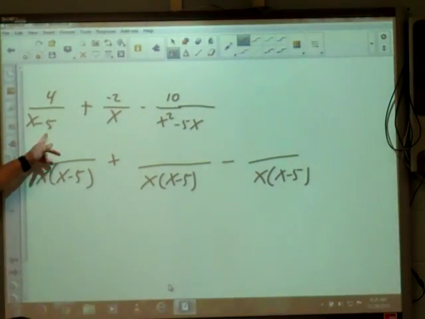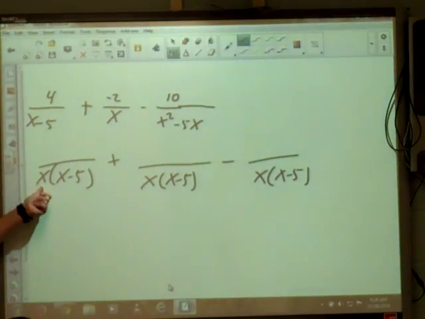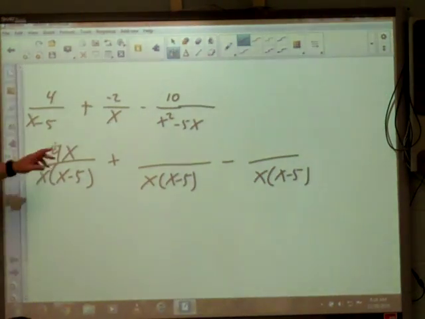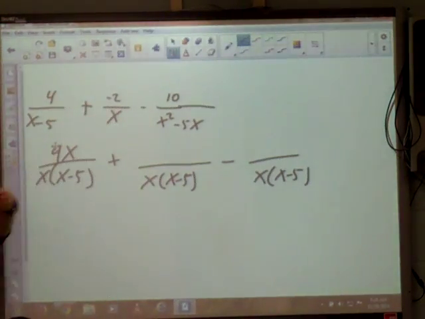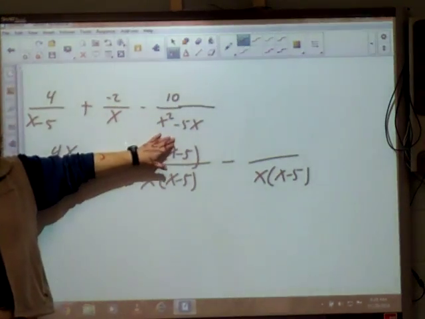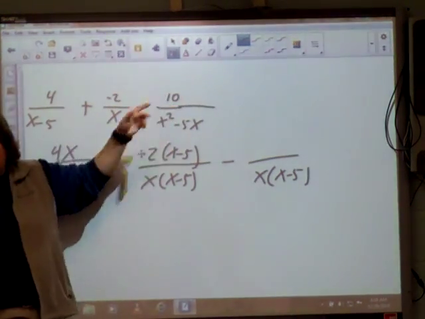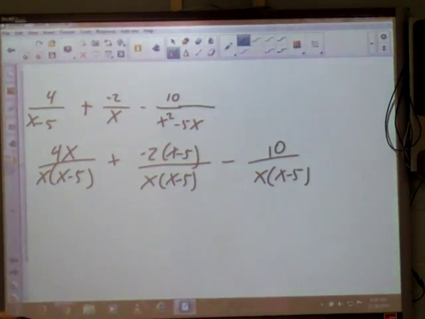Okay, so the 4 already had an x minus 5. Its new piece on the bottom is an x. So we've got to multiply the top by x, so 4 times x. Now the negative 2 already had the x. Its new piece on bottom is x minus 5. So we've got to multiply the top by x minus 5. Okay, what new piece did we give this? Nothing, so we don't change the 10. We wrote it different, or I wrote it different, but I didn't change it, so I don't change the 10. Okay, we all right? Did you factor that out?